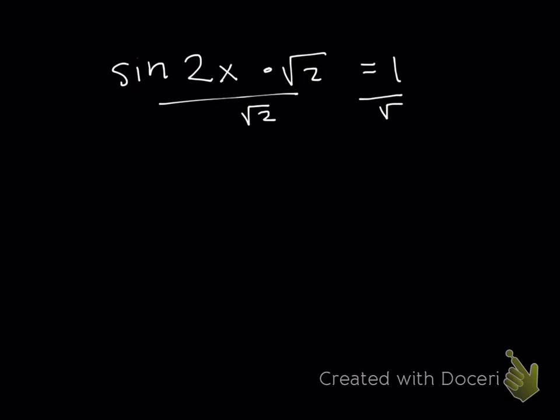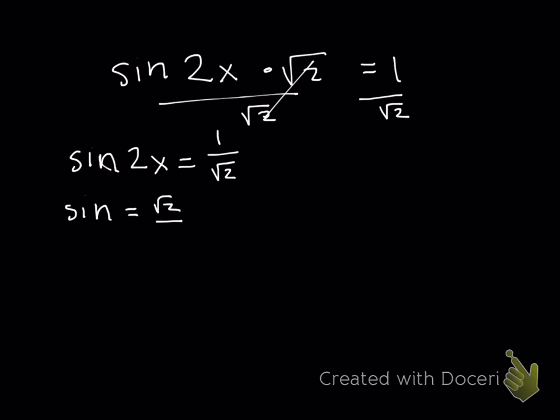So now I'm at sine of 2x times the square root of 2 is equal to 1. And if I want to get sine by itself, I would divide both sides by root 2. So now I'm at sine of 2x equals 1 over root 2. And we know we can't leave our answer like that, so we'd have to rationalize. So root 2 over 2. And now, oops, I forgot to write the angle. So sine of 2x equals root 2 over 2.